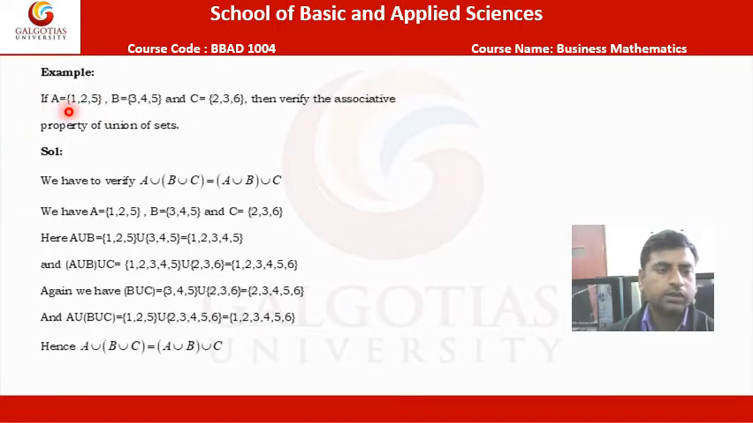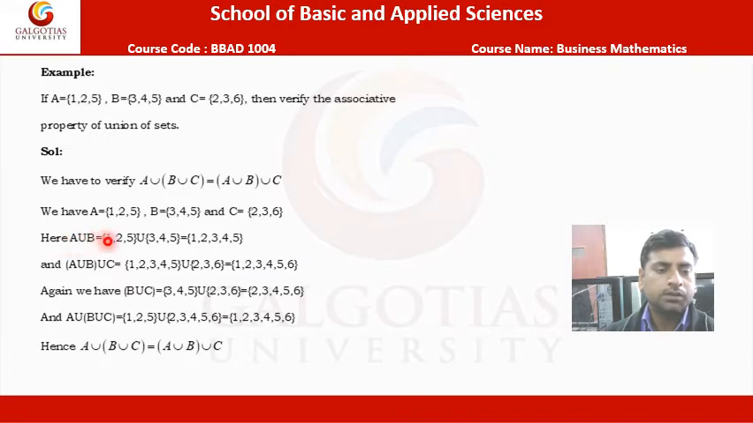Here is another example: if A contains the elements 1, 2, 5, and B contains the elements 3, 4, 5, and C contains the elements 2, 3, 6, then you have to verify the associative property of unions of sets. So we have to verify A union (B union C) equals (A union B) union C. So we have to find out first.